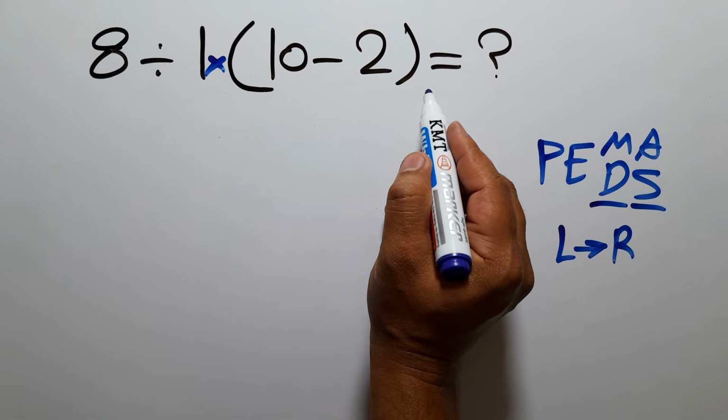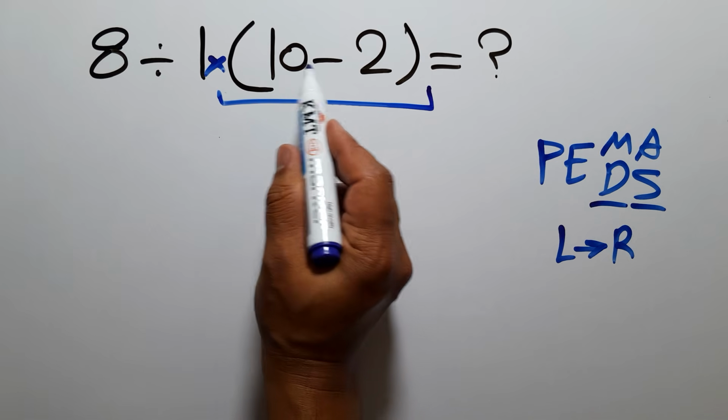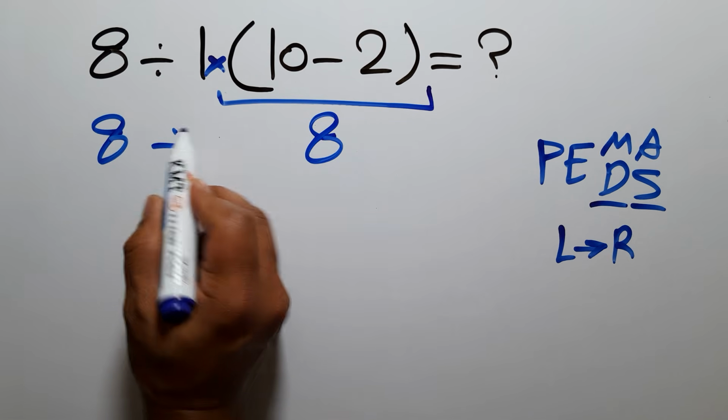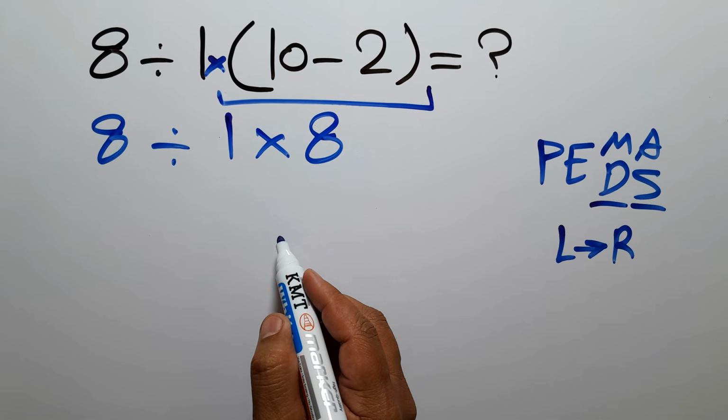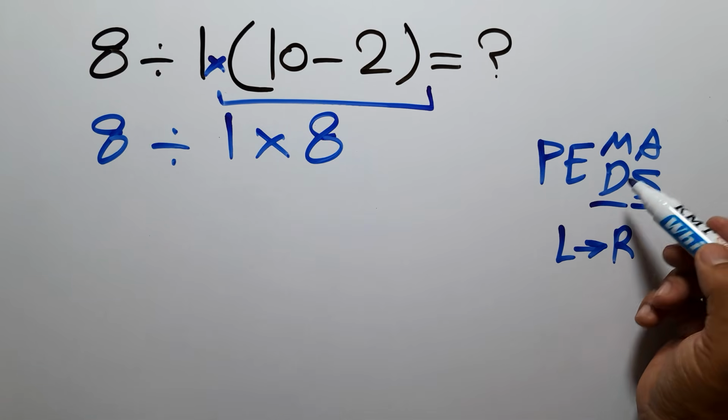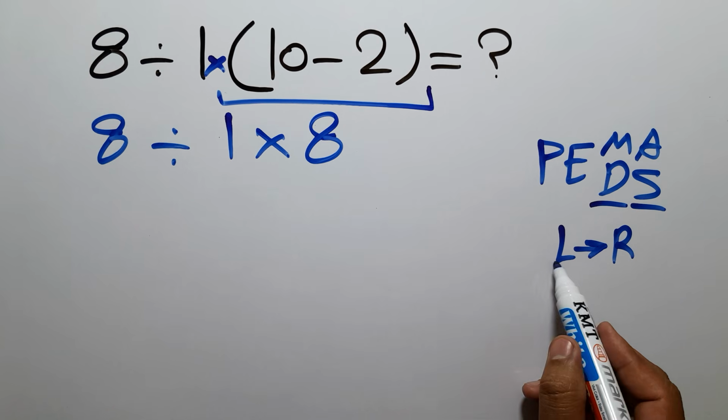So first we have to do this parenthesis. Inside this parenthesis we have 10 minus 2, which equals 8. So we have 8 divided by 1, then times 8. Now we have one division and one multiplication. As I said, multiplication and division have equal priority and we have to work from left to right.